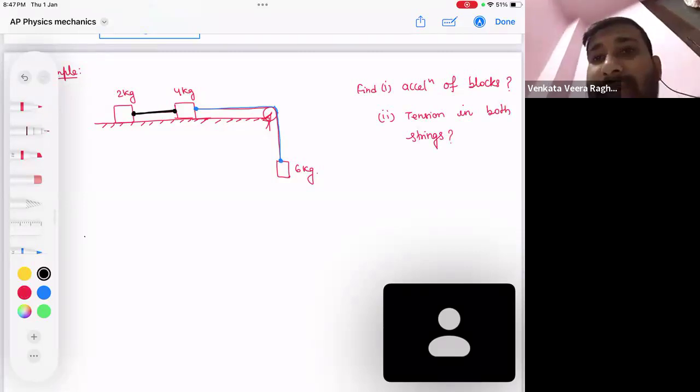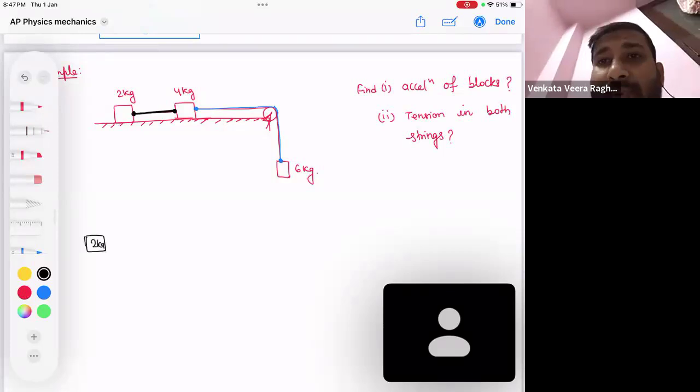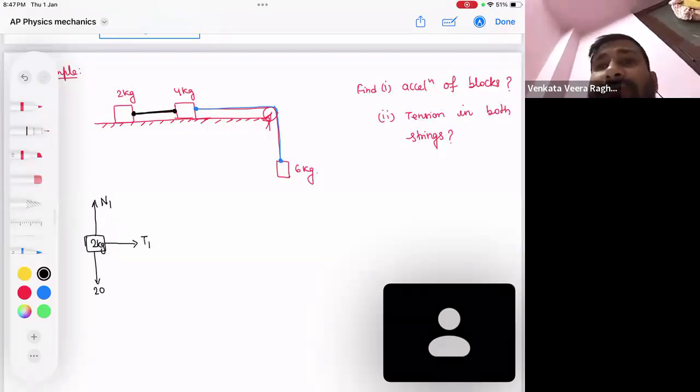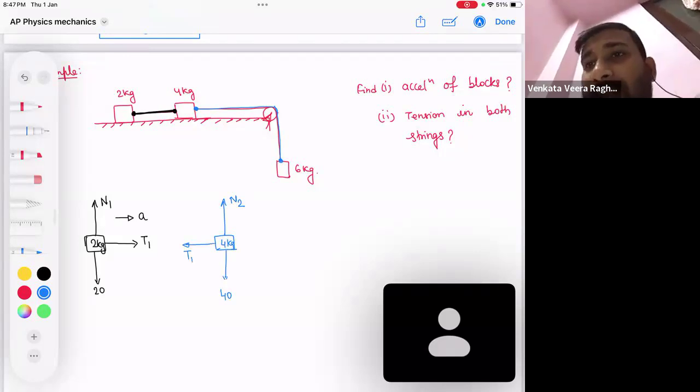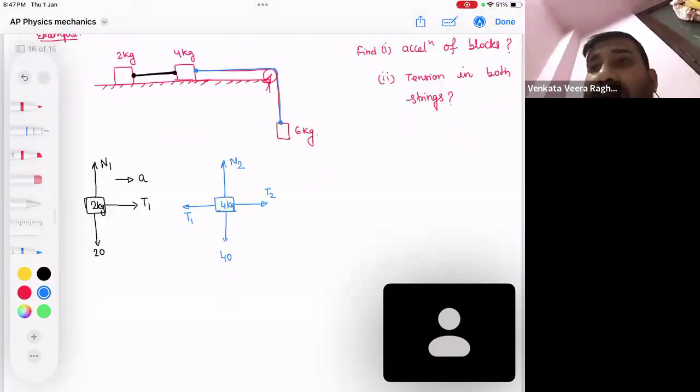Can we start with the free body diagram of the blocks? For the 2 kg block: one normal due to the table, one weight, and one tension T1. And it has some acceleration A. The 4 kg block: you will see weight is 40, normal due to table N2. The black string is applying a tension T1, and the blue string is applying the tension T2. Please tell me, understood? And one more block is there, the 6 kg block.